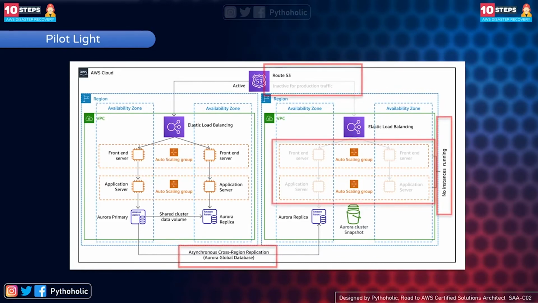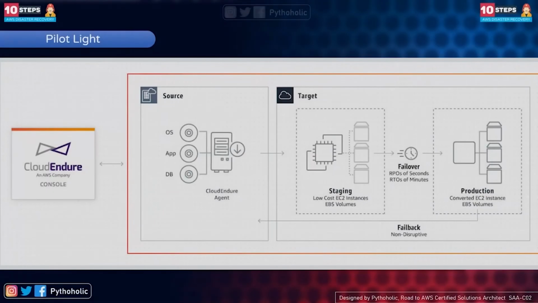For the routing, we can also make use of Global Accelerator, and based on the health check, it can direct traffic to the appropriate endpoint. And as we already have mentioned before, if you see, the application servers are turned off here. And we can also make use of CloudEndure for our disaster recovery as well if we wish to have our data centers or on-premise locations restored onto the cloud.